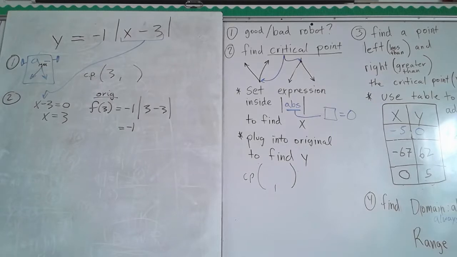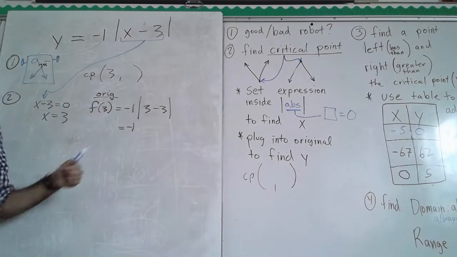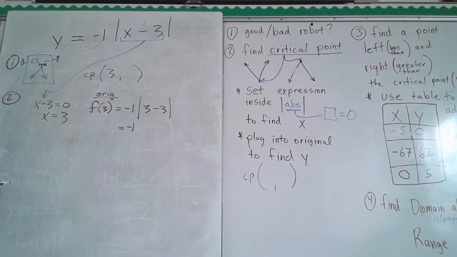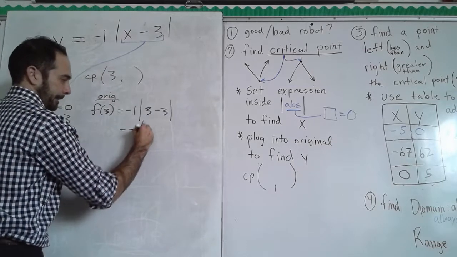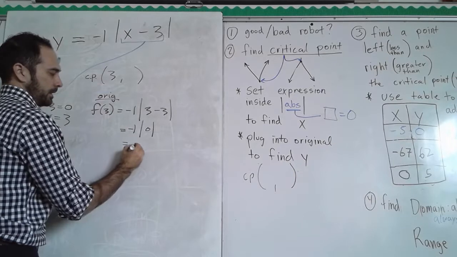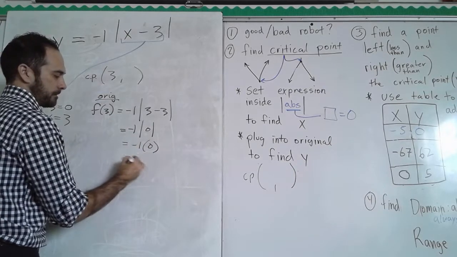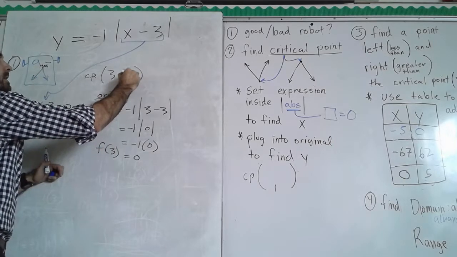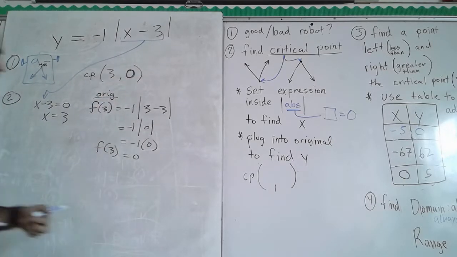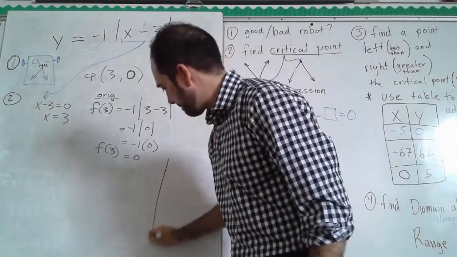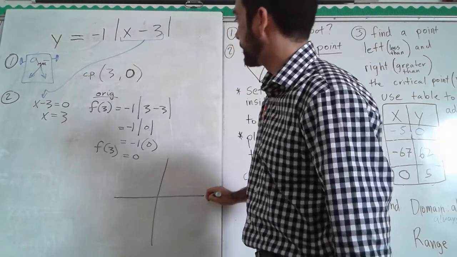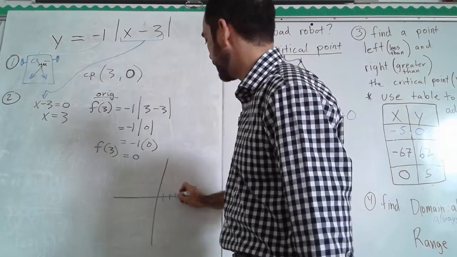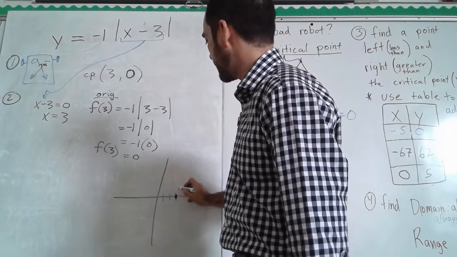Good question. Absolute values do some things. They act like parentheses in a lot of ways, but we're not going to distribute the negative 1. What's 3 minus 3? 0. Negative 1 times 0, 0. So I just found out my critical point is at 3, 0. So let's go ahead and graph that point. 1, 2, 3, 0. That's my critical point.